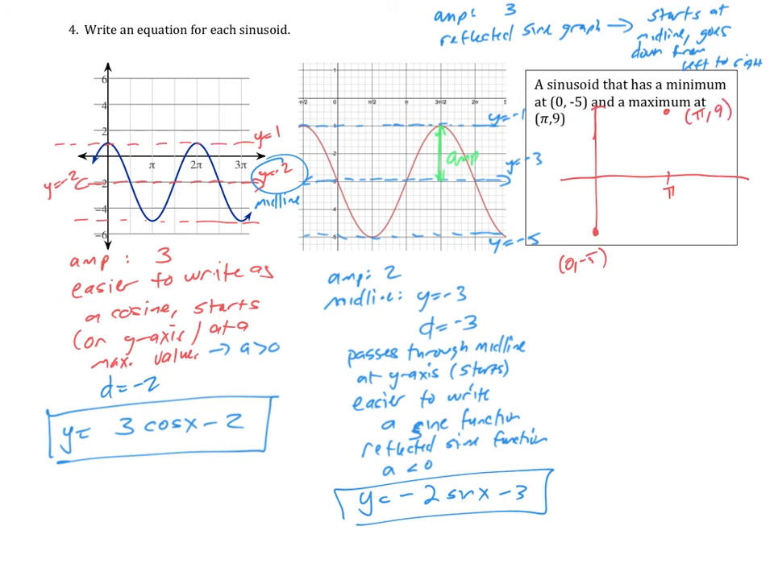So the midline is halfway between the maximum and minimum. So halfway between -5 and 9. So that's a total of 14 units. So it'll be 7 units away. So 9 minus 7 is 2. So the midline is going to be at y equals 2. That's also the amplitude. So the amplitude is half the distance between the minimum and the maximum. So the amplitude is 7.